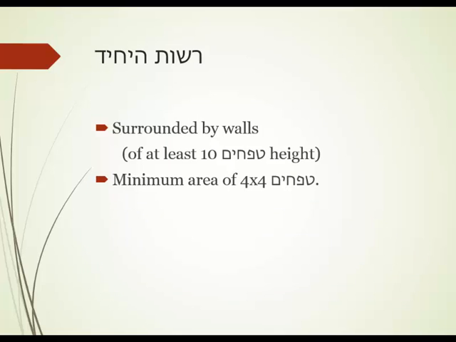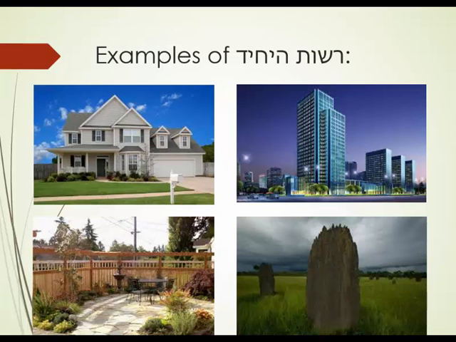So what is a Reshut HaYachid? A Reshut HaYachid is any area surrounded by walls, and the walls have to be at least 10 tefachim high. A tefach is somewhere between 3 to 4 inches, so we're talking 30 to 40 inches high. Certainly if the walls are 40 inches high and surround the area, that would be your Reshut HaYachid. And the area within those walls needs to be at least 4 by 4 tefachim. So examples would be a house, a building, a fenced-in backyard, even a mound.